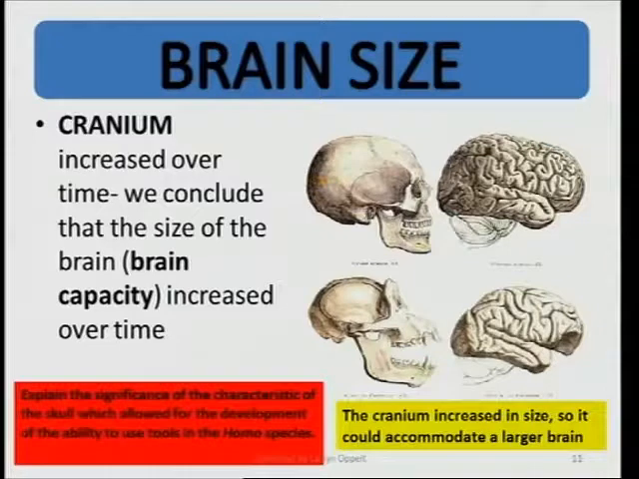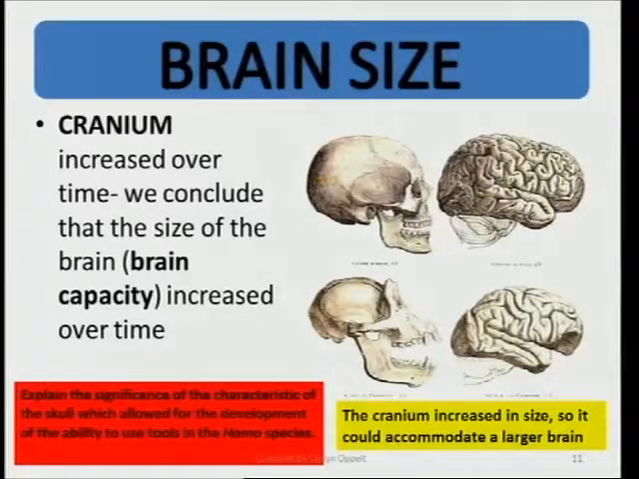There's a little question here in red, and this was not too long ago in an exam paper, and it says, explain the significance of the characteristic of the skull which allowed for the development of the ability to use tools in the Homo species. And it's a long sentence, so just a tip for the exam. When you get a question like this, that it's a long sentence and you find it difficult to read, or you think you lose track halfway through the question, take your ruler, your pencil, draw circles around keywords, underline. But this is about the change in the skull, which allowed for the development of the ability to use tools.